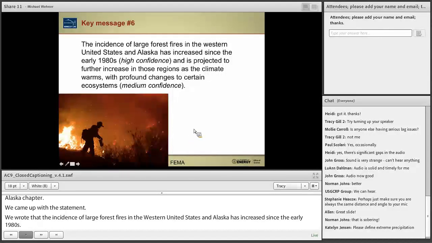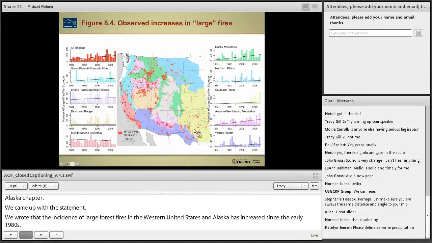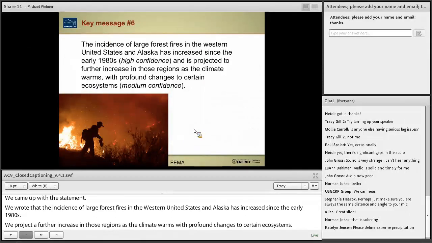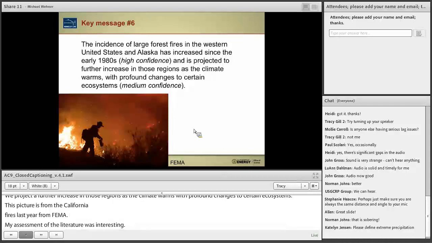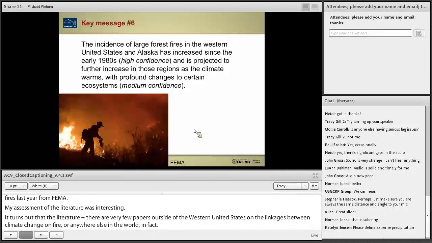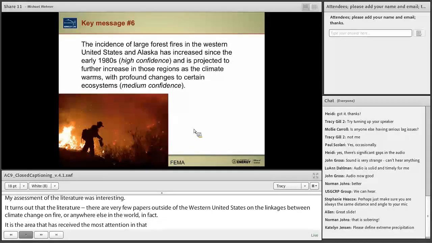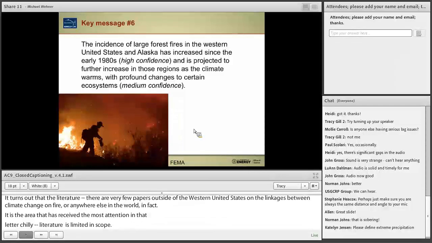This picture is from the California fires of last year, from FEMA. My assessment of the literature was interesting. It turns out there are very few papers outside of the western United States on the linkages between climate change and fire anywhere else in the world, in fact. That's the area that has received the most attention, and even that literature is rather limited in scope. And so this is an area where there is clearly a need for more research. We were only able to find one or two papers about the eastern United States, and it's difficult to make an assessment when there are so few studies.